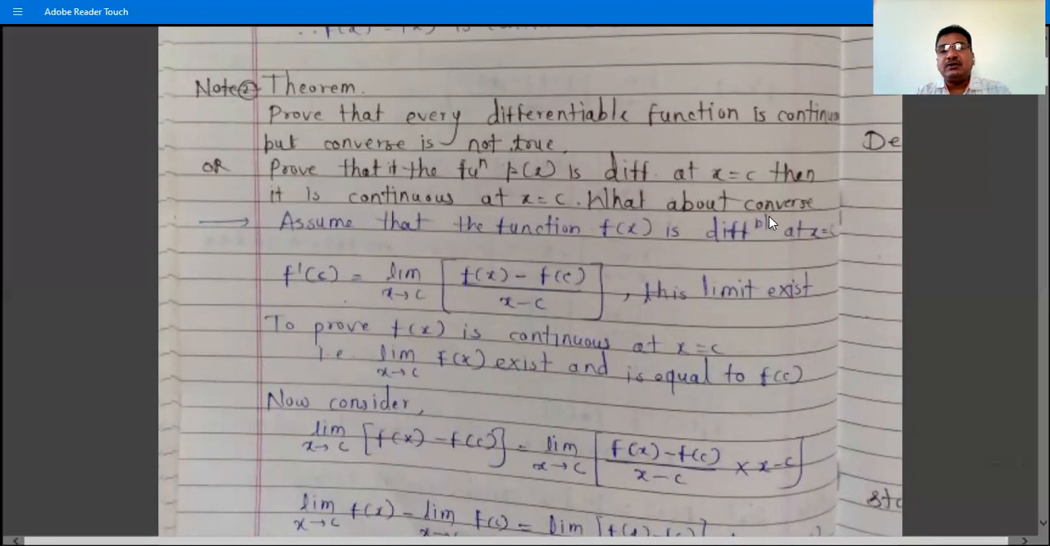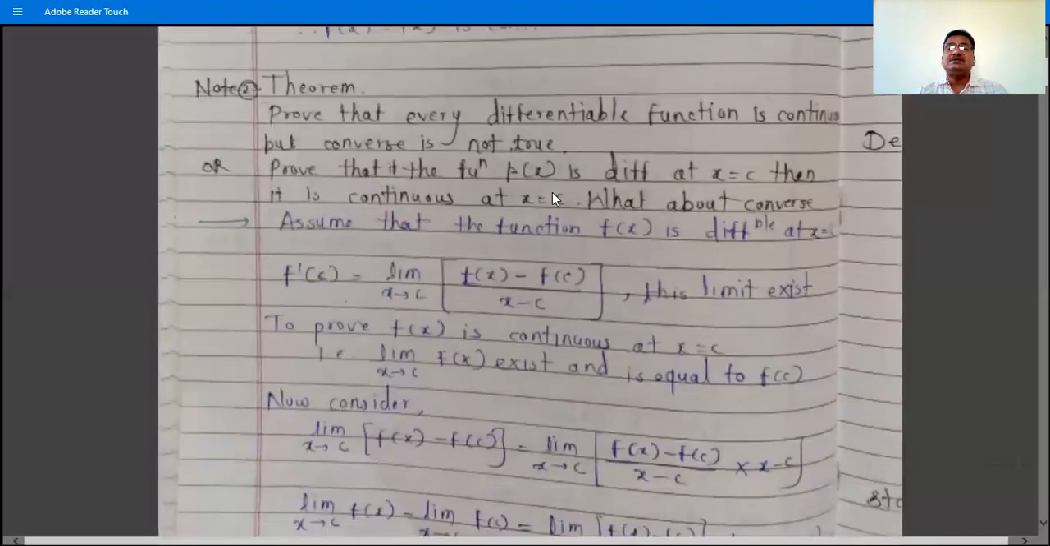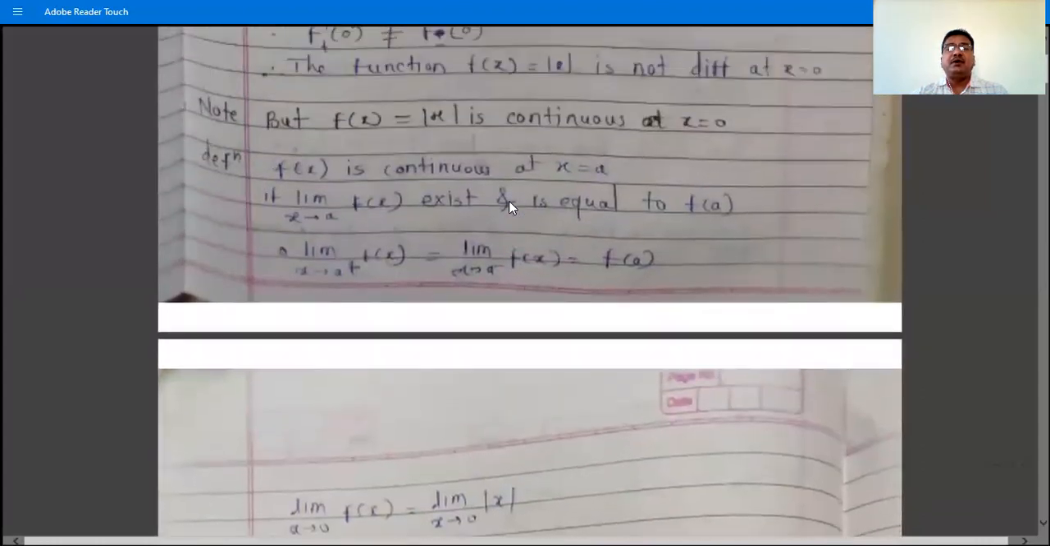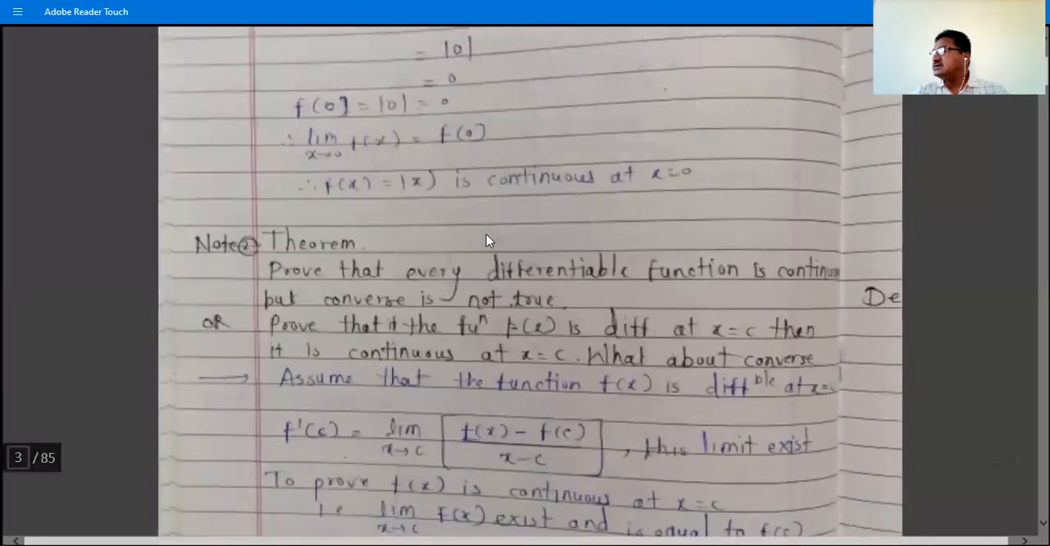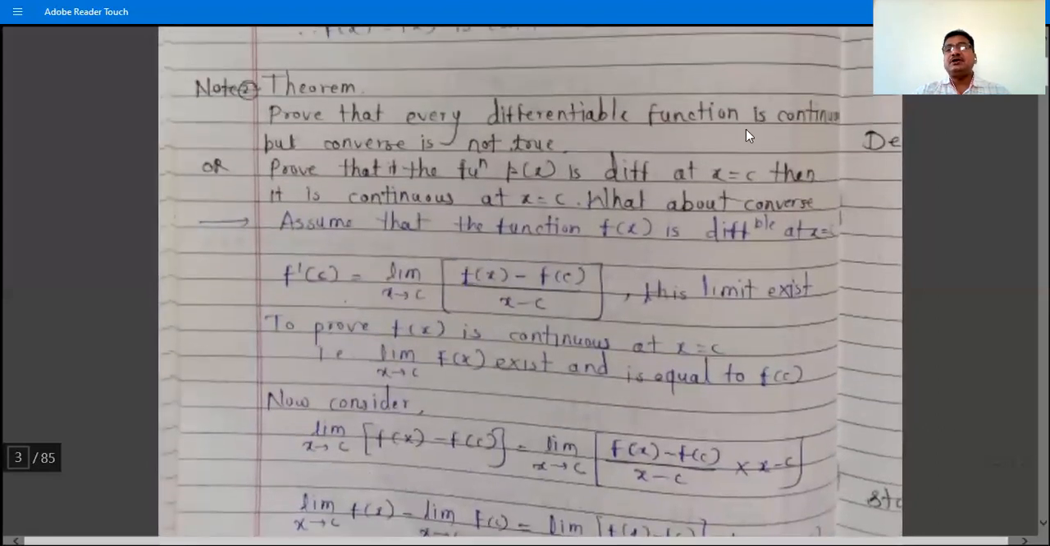The converse is not true actually. That is, if the function is differentiable, then the function is continuous. But the converse is not true. That is, if the function is continuous, then it may or may not be differentiable at that point. For example, mod x is continuous at x equal to 0, but mod x is not differentiable at 0. But if the function is differentiable, then it must be continuous. So we have to show that every differentiable function is continuous.